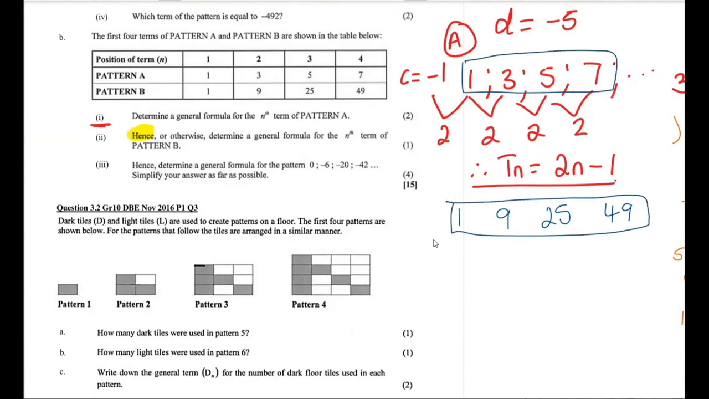Right. You can see that pattern A is the square root of pattern B. Or we can say what? Pattern B is the square of pattern A. So what is the general formula then for this one? So Tn will be equal to, for pattern B, if we are taking pattern A and we are squaring it.